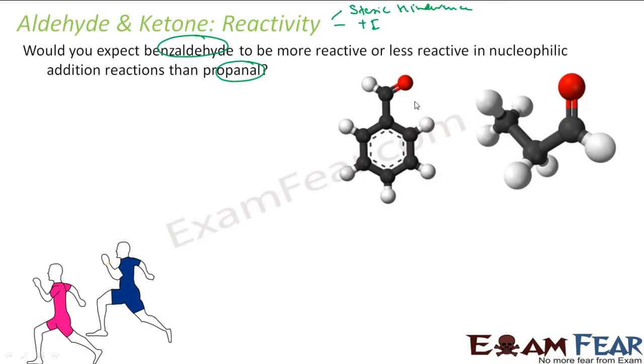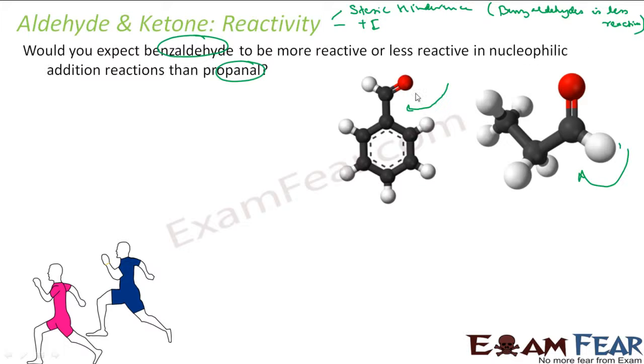So let's see, steric hindrance. This is a big benzene ring, so steric hindrance is more, right? And here steric hindrance is less. Steric hindrance is more here. So going by steric hindrance, which one is more reactive? Which one is less reactive? I think benzaldehyde is less reactive by steric hindrance, because it has more steric hindrance. It is difficult for the nucleophile to attack because of the big size of the benzene here. But here it can attack. So because of steric hindrance, benzaldehyde is less reactive.